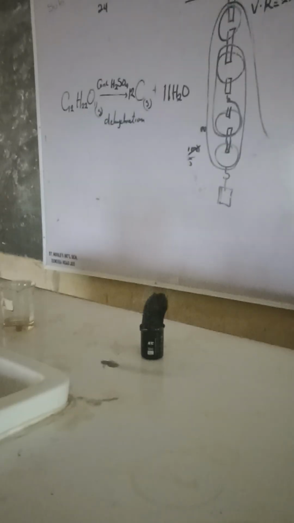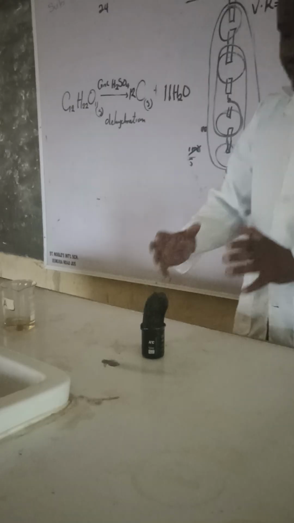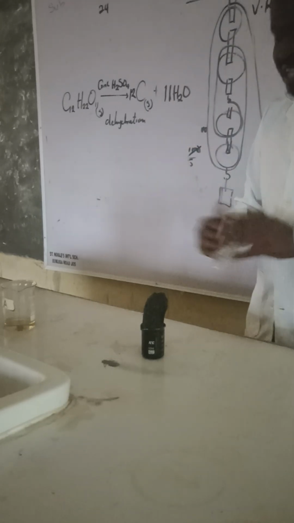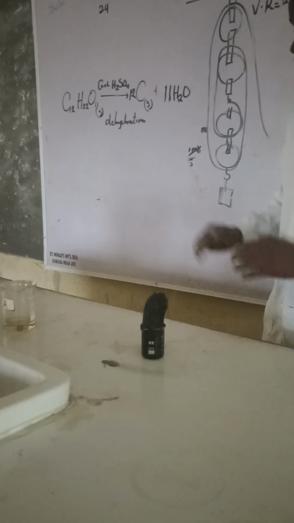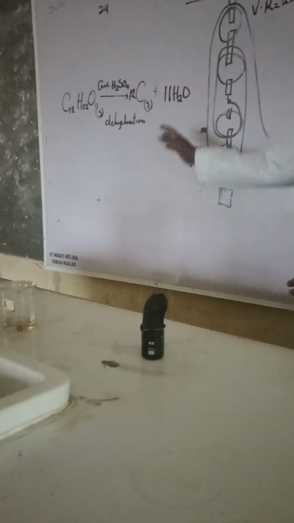So sugar charcoal is an amorphous carbon. It's not a crystalline carbon. Since it's not crystalline, it doesn't have a sharp melting point. It's a solid, and it has a range of melting points because it's not crystalline. It's amorphous.